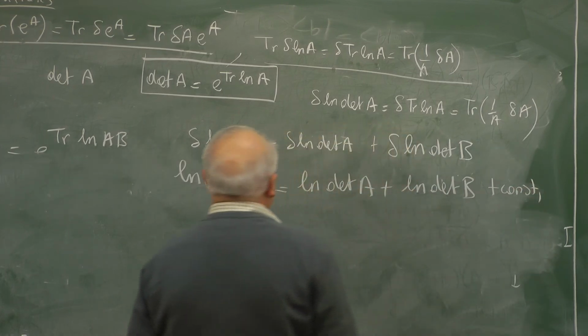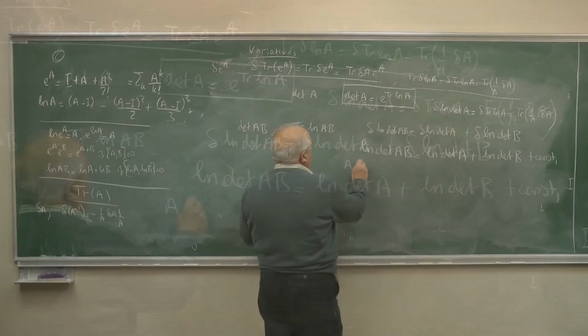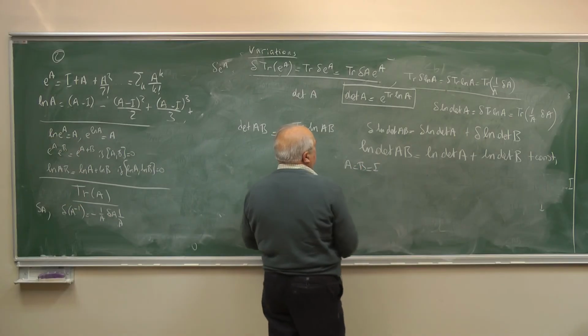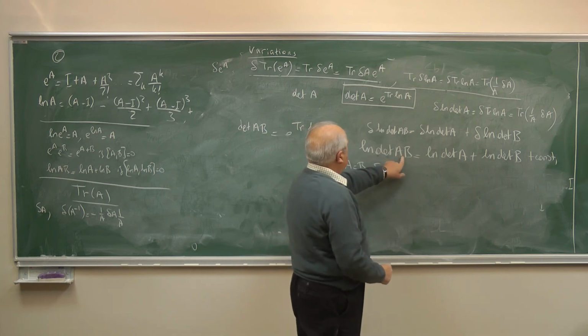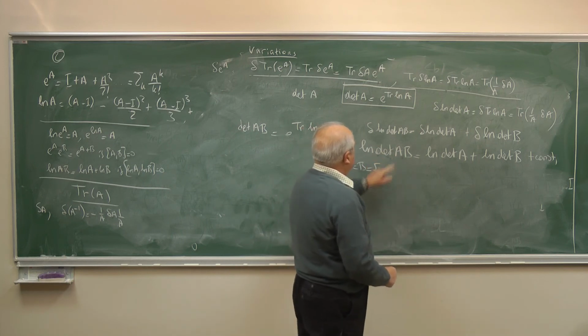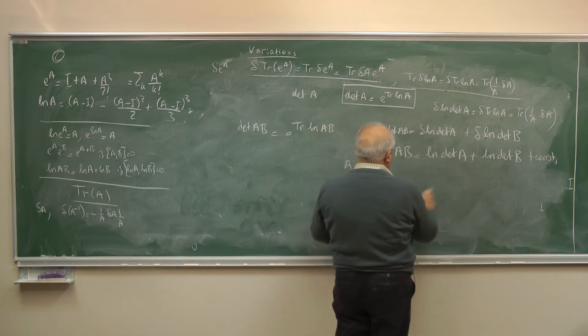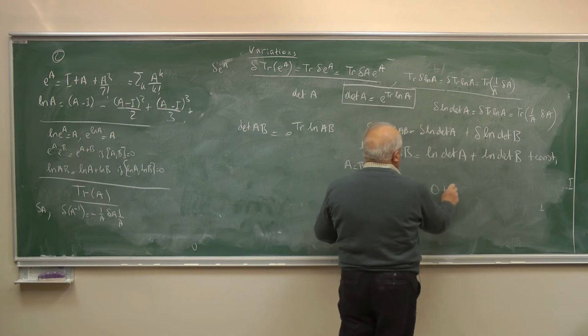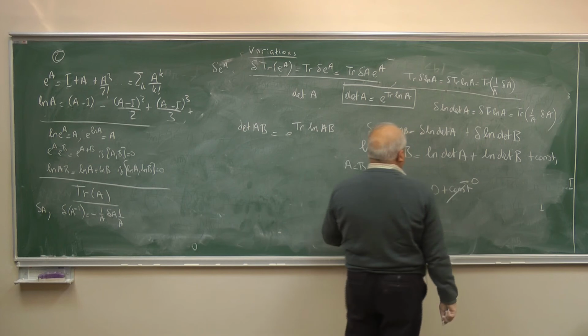A constant number. Now, let us take, for example, A, B, both to be the unit matrix. So determinant I is 1. So log of 1 is 0. 0 is equal to, same here, this is 0 plus constant. So constant is 0.